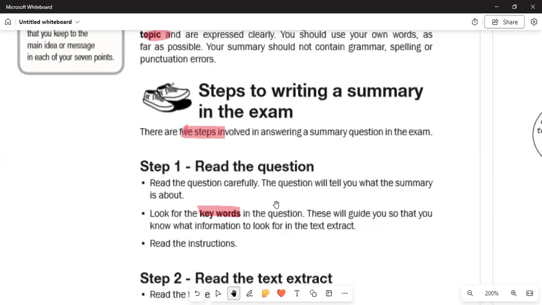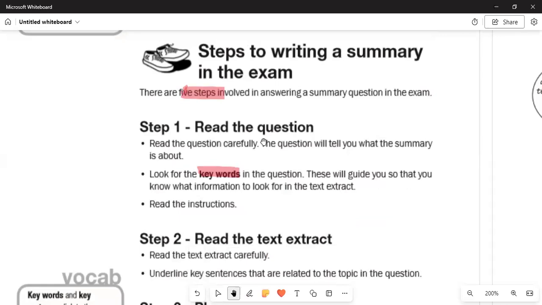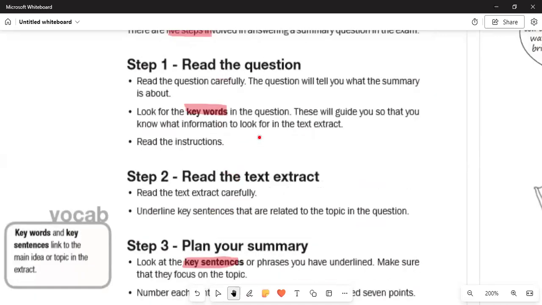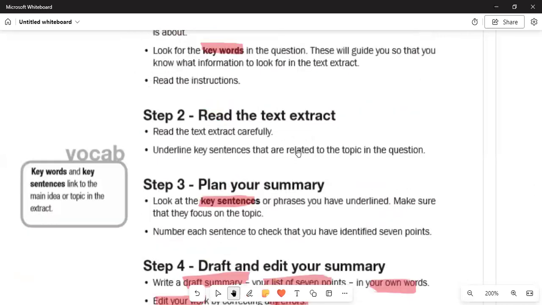Then in step number 2, remember that this is a guideline, you read the text extract. Underline key sentences that are related to the topic in the question, or you can also highlight them so that you can see them thoroughly. Step number 3, plan: focus on the key sentences or phrases you have underlined, and make sure that you have identified your 7 points.